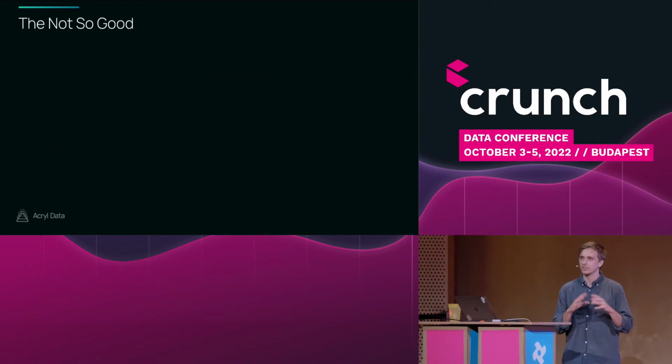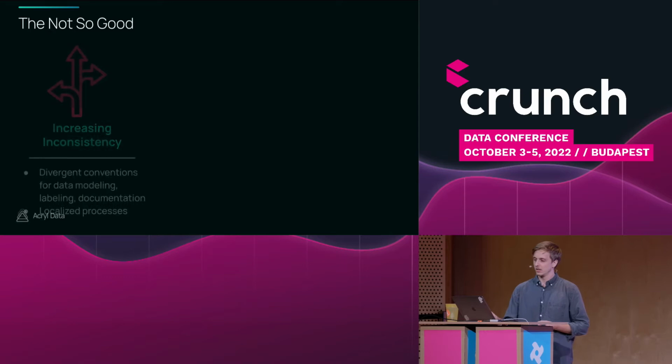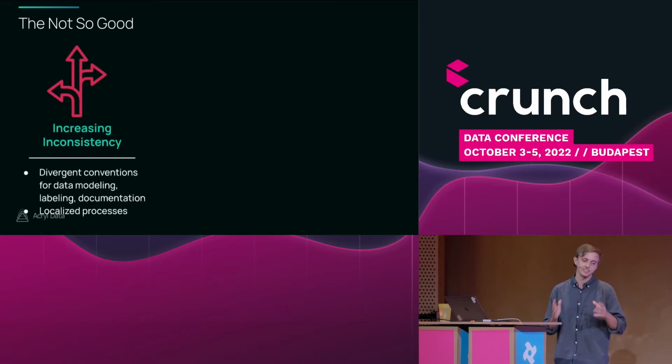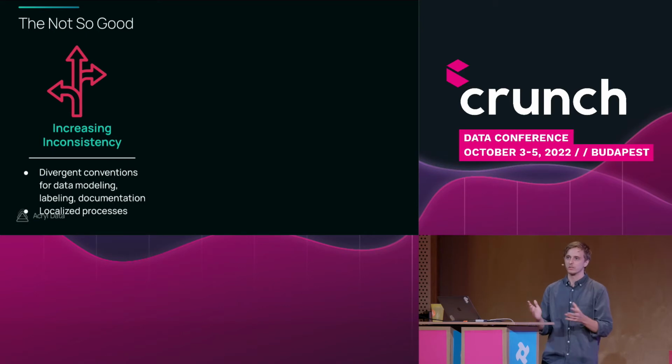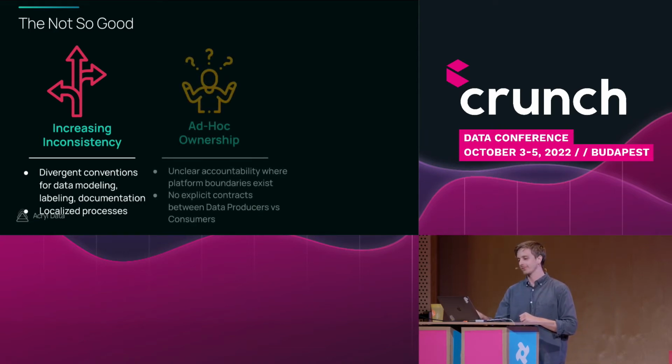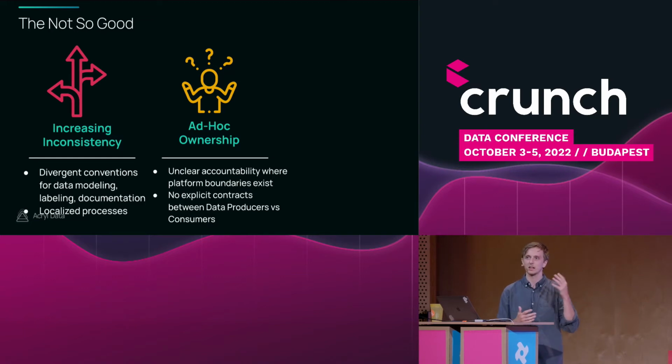So that leads me to the not so good parts of the data ecosystem that have made these questions hard to answer. The first is just increasing inconsistency, right? In terms of modeling, labeling, documentation, there's increasingly divergent workflows that are tool-centric. So folks who work with Looker do documentation very differently than folks who work with MongoDB upstream. The second is around ownership. So there's ad hoc ownership. There's no centralized notion of ownership. What that means is that there's unclear accountability across platforms. So again, it's not clear that when something breaks, who should be responsible for fixing it.